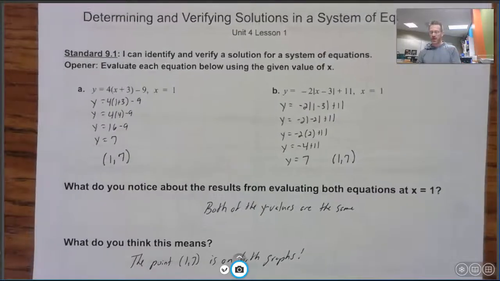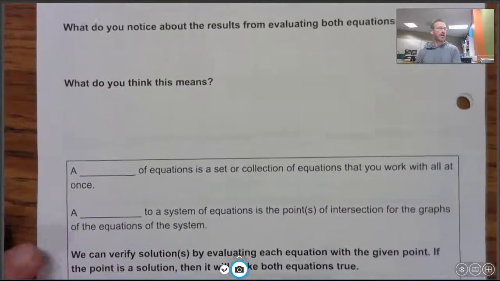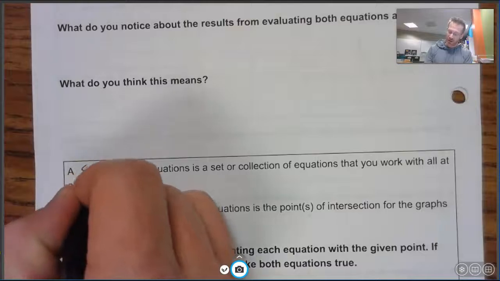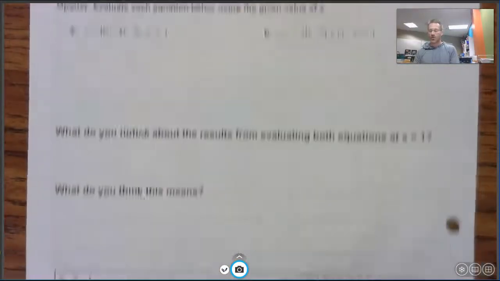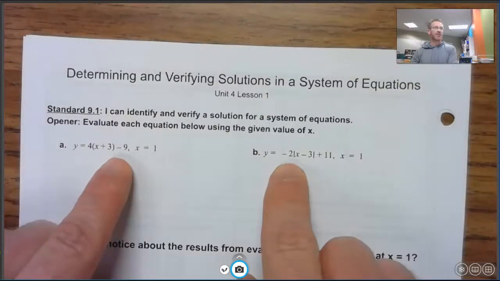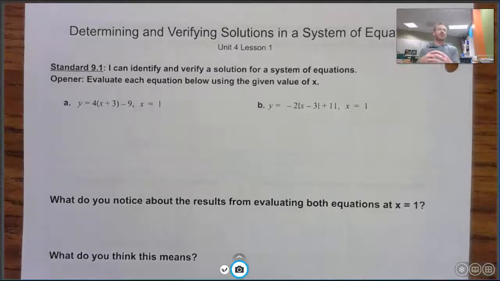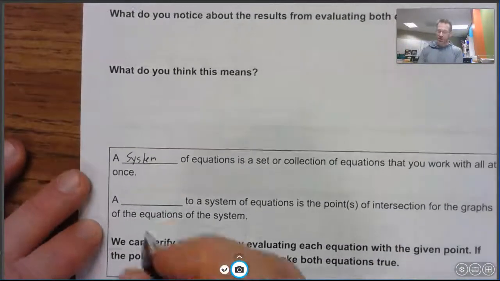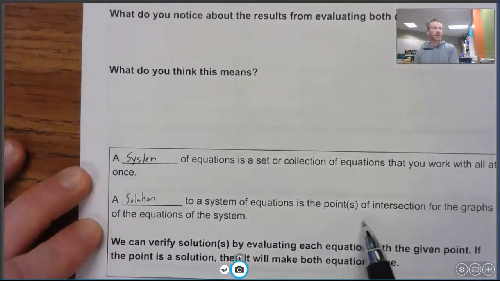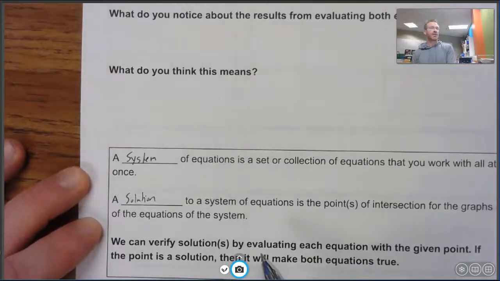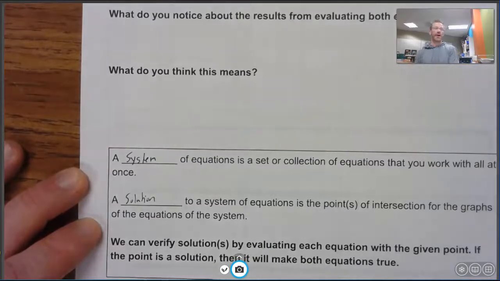So all a system of equations is, if we go back down here, let's write that word in here, is a set or collection of equations that you work with all at once. So for example, if we graph both of these equations, they would intersect at (1, 7). By working with both of those equations together, we create a system of equations. Now, a solution to a system of equations is the point or points of intersection of the graphs for that system. And there could be more than one intersection point depending on what types of functions we are graphing.